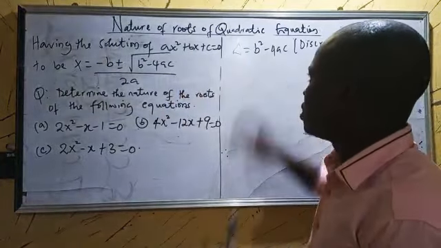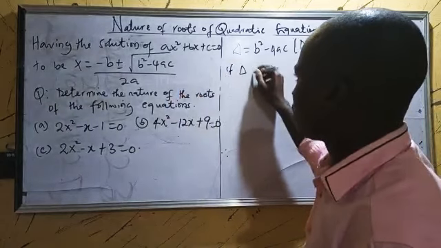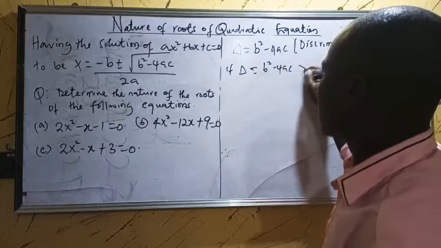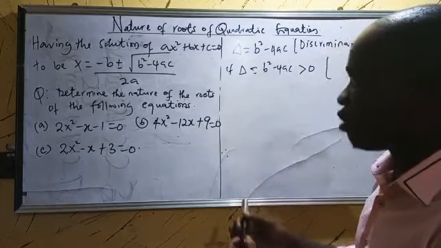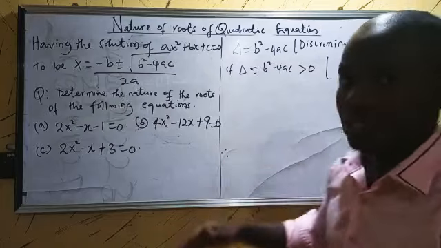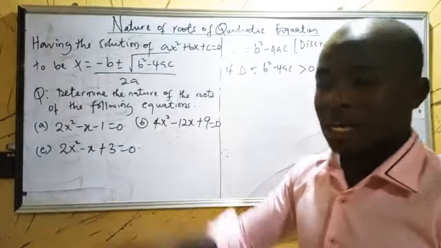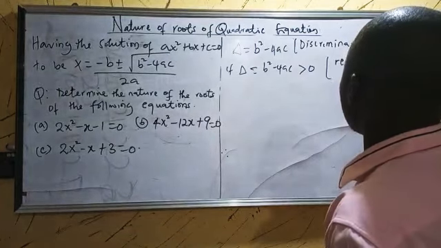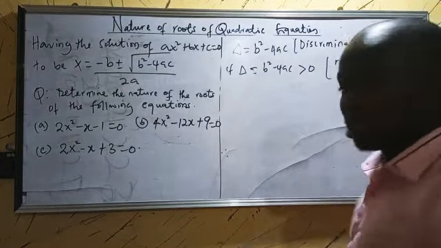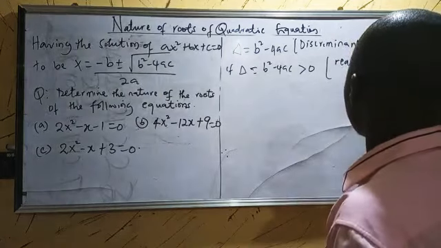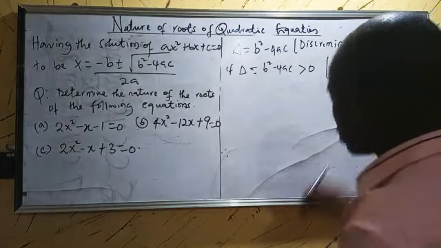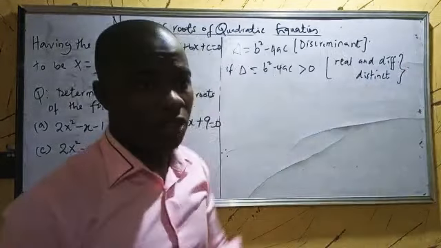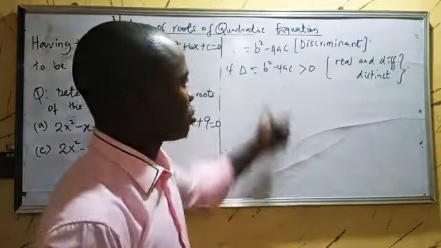So now we have this. If our discriminant, b squared minus 4ac, is greater than 0, the nature of that particular equation's roots will be real and different. So we call it real and different, or distinct. At times they use distinct. So that will be the nature of the roots when this is happening.